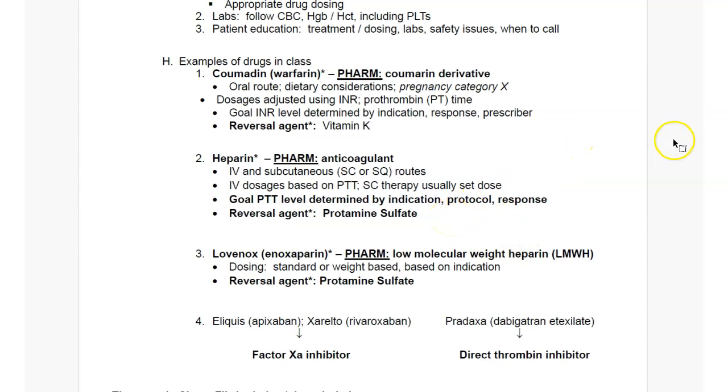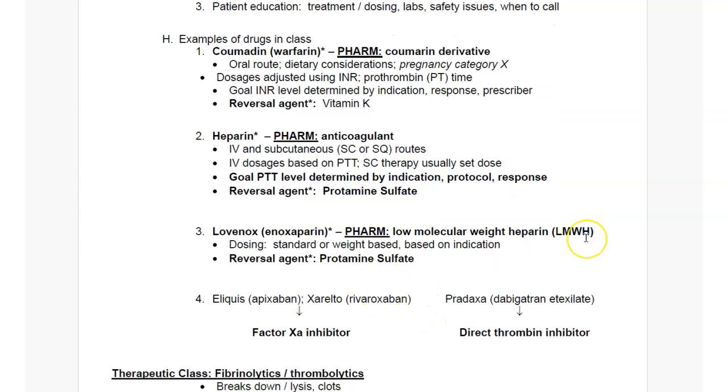Next medication is Lovenox or enoxaparin. Enoxaparin or Lovenox is considered a low molecular weight heparin, so that's its pharmacological class, and the dosing is usually weight-based, but it can have a standard dosing based on the purpose or indication. Now, the reversal agent of enoxaparin or Lovenox is also protamine sulfate, because Lovenox is a low molecular weight heparin, so it's very similar to heparin, and they have the same reversal agents.